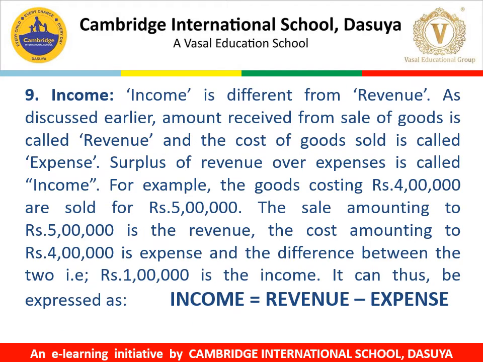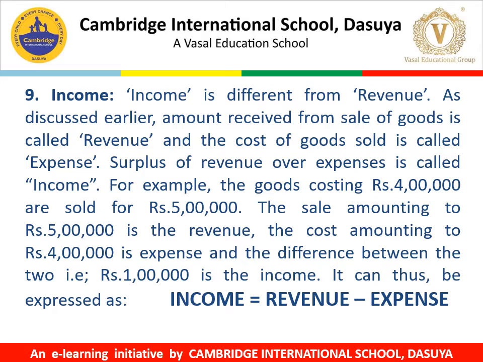Now we will move to the next accounting term, that is income. Income is different from revenue. Revenue means the total amount received, but income is different. As discussed earlier, amount received from the sale of goods is called revenue, and the cost of goods sold is called expense. Therefore, surplus of revenue over expenses is called income.